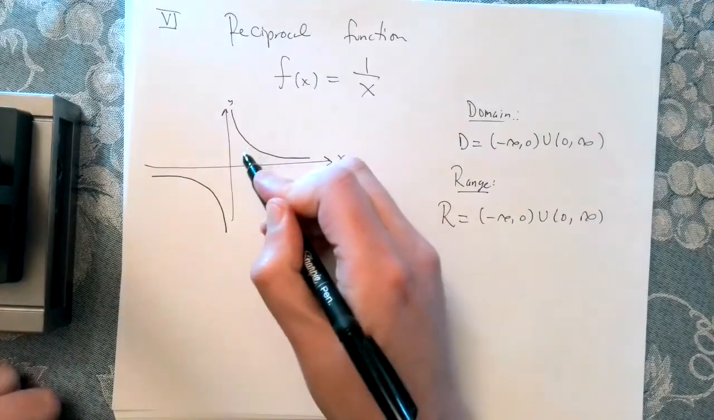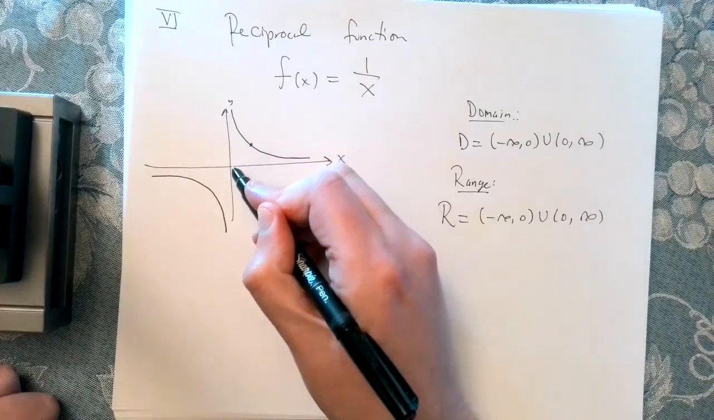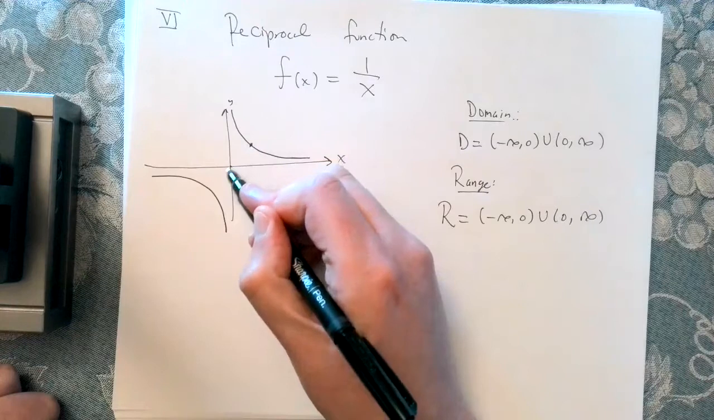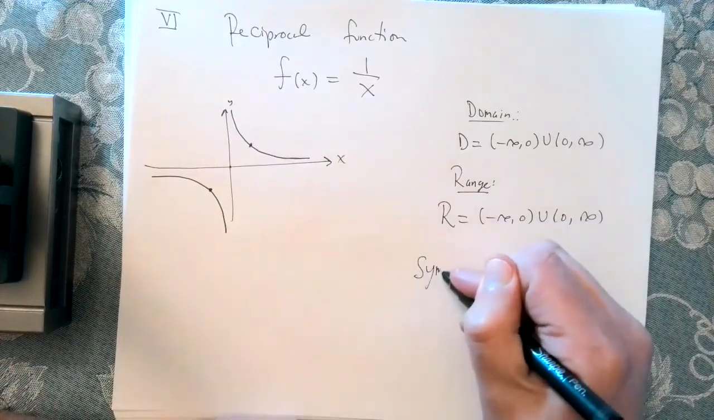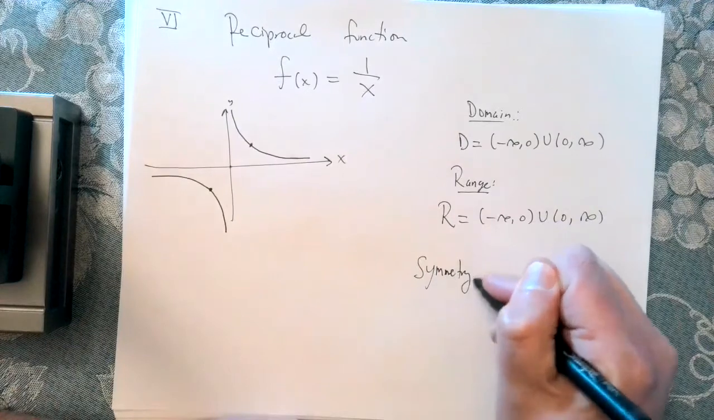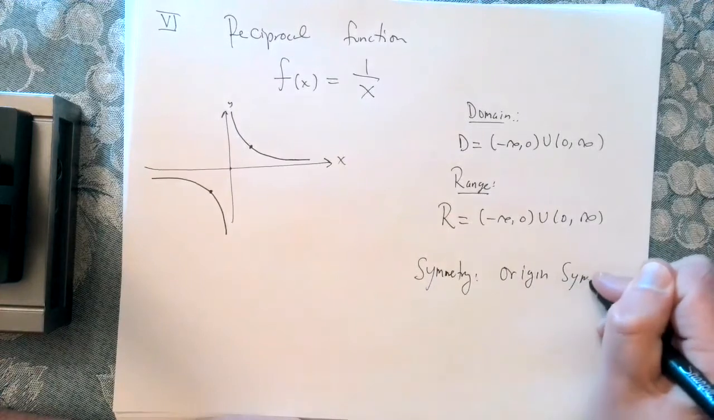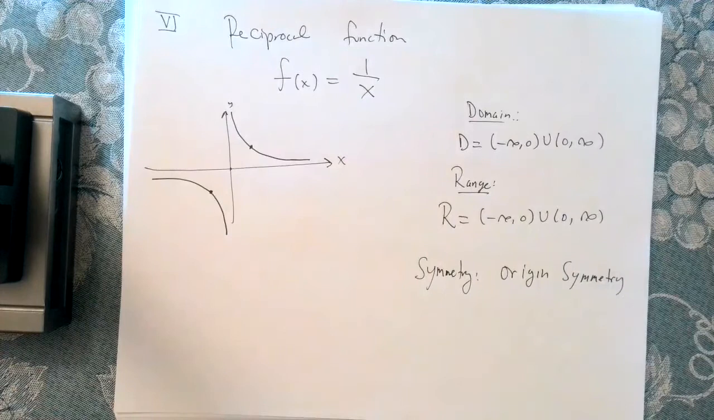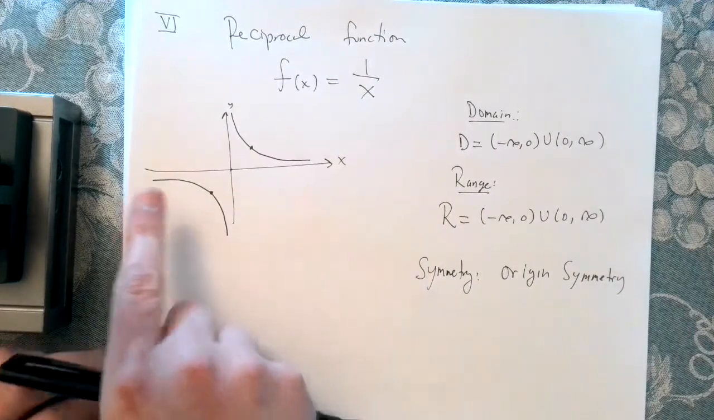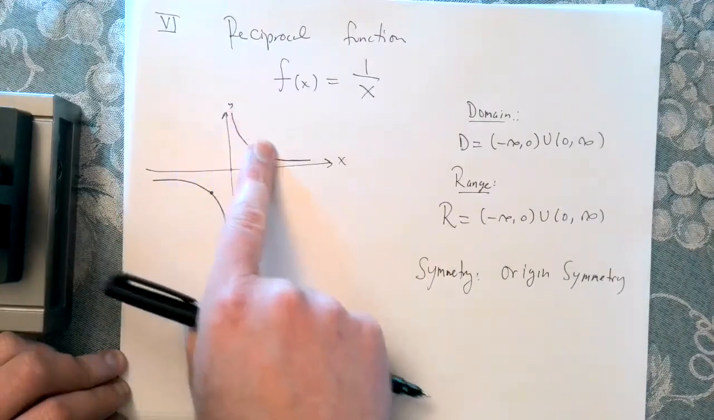And this has origin symmetry, where if I pick any point and I look at its reflection through the origin, its image will be on the graph over here. And I notice that this graph is decreasing from minus infinity to 0, and then again from 0 to infinity.